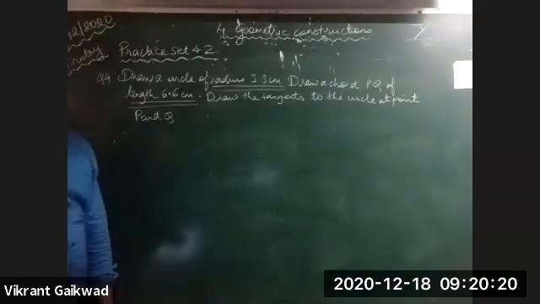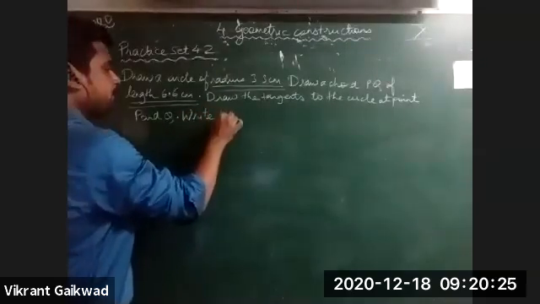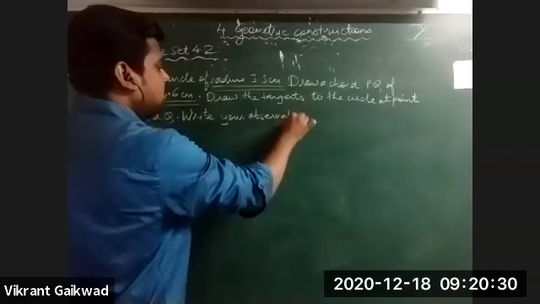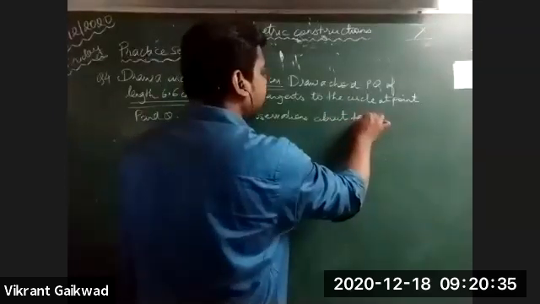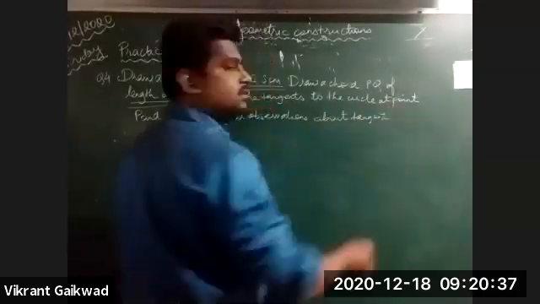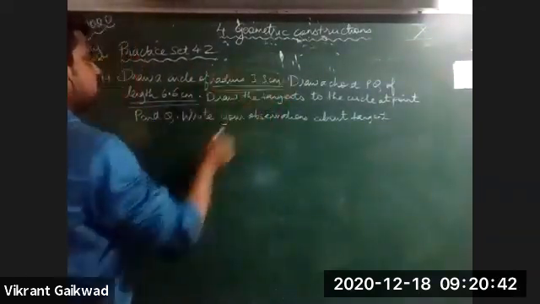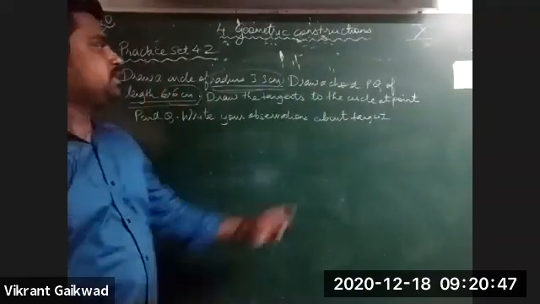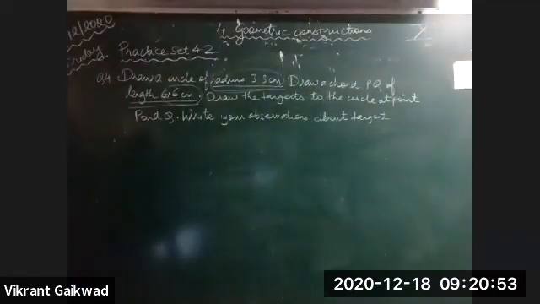Write your observation about the tangents. This is an additional question asked here. You write your observations about the tangent. Now check. Radius 3.3. Double of 3.3 is 6.6. So that means the chord here in this question is the diameter.